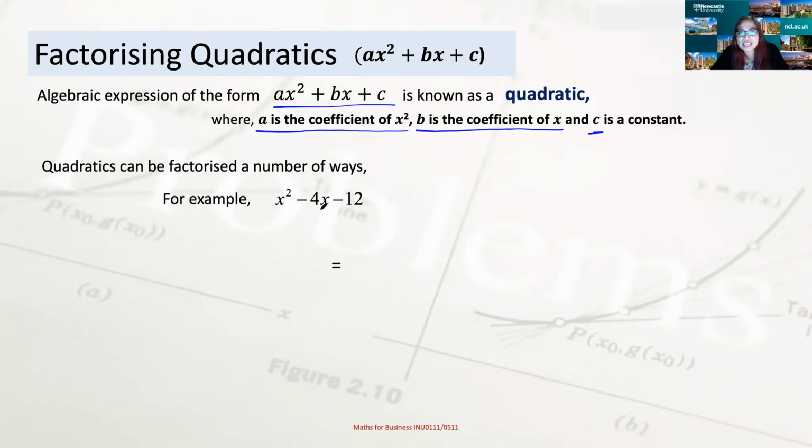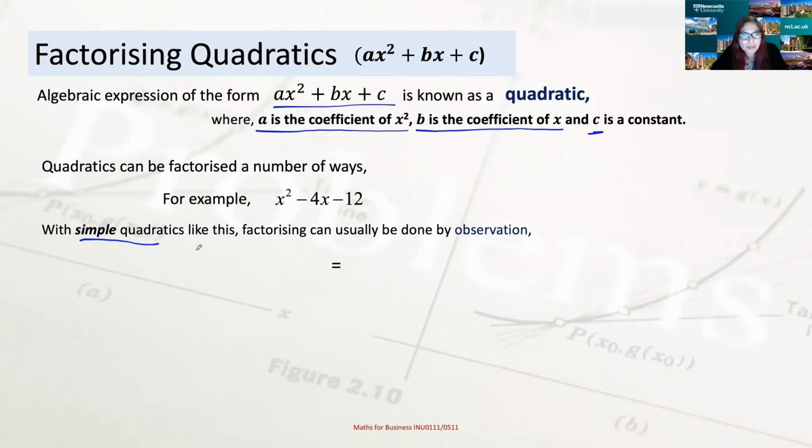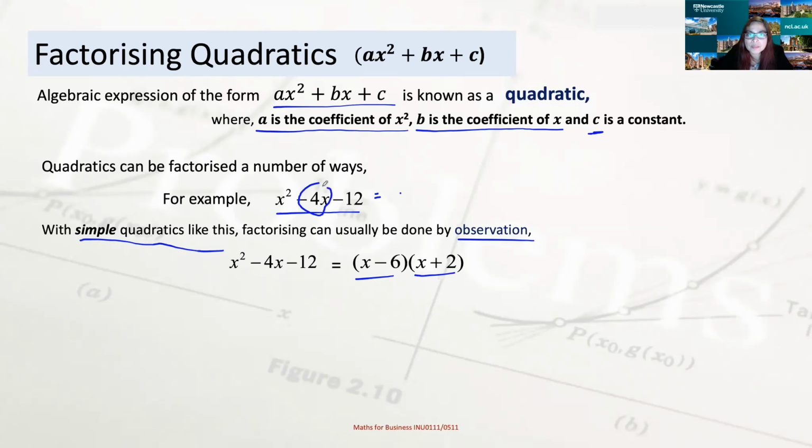For example, this x squared minus 4x minus 12 is one very simple quadratic. You can just look at this and then factorize it. It is possible in this case, you don't have to worry about it. So you can say x squared minus 4x is nothing but x minus 6 times x plus 2, because minus 4x is minus 6x plus 2x. I'm just writing the b term as minus 6x plus 2x, and then factorizing it.